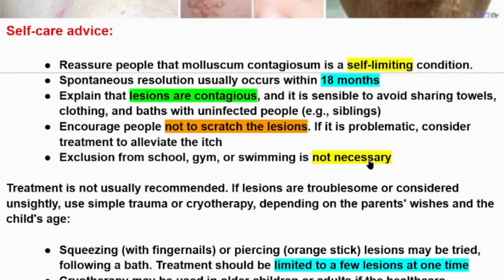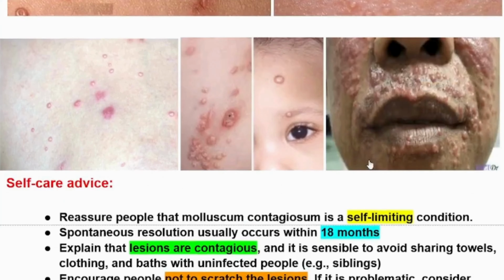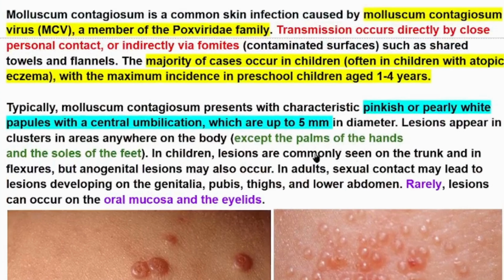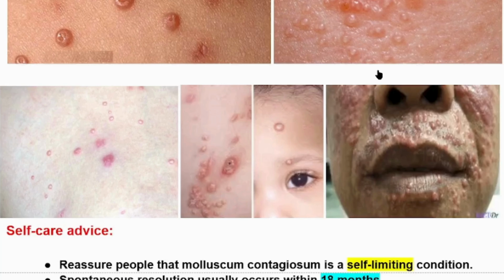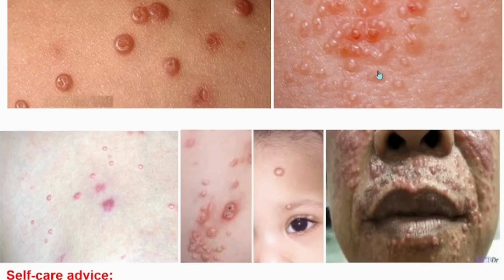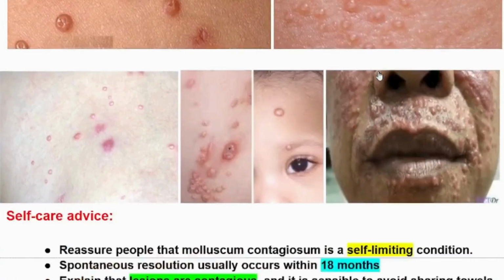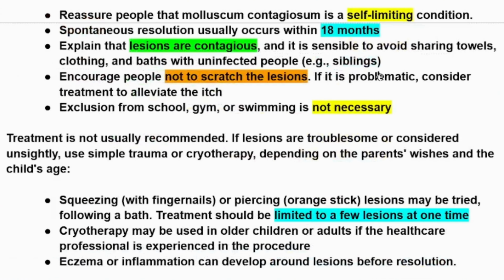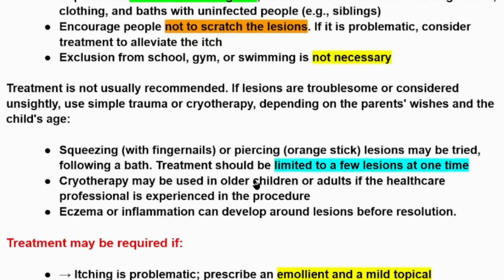This is important. As we said, the transmission of the virus is direct, by close personal contact, or indirect from contaminated surfaces such as shared towels and flannels, but indirect transmission is very rare. Thus, exclusion from school, gym, or swimming is not necessary. Treatment is not usually recommended.